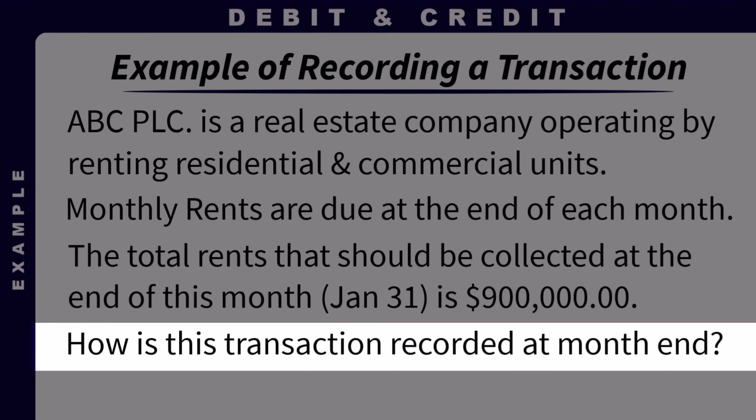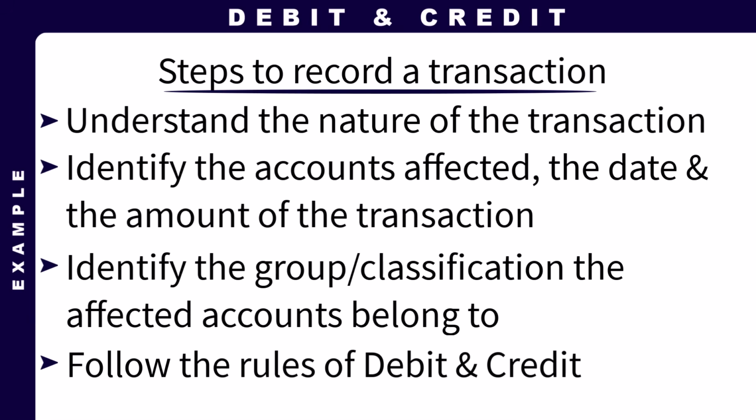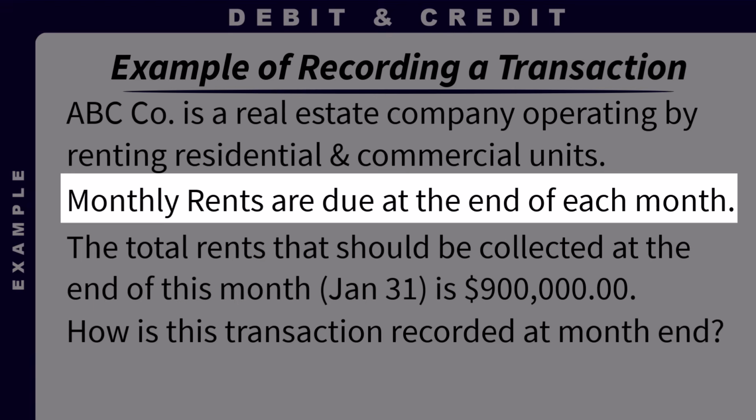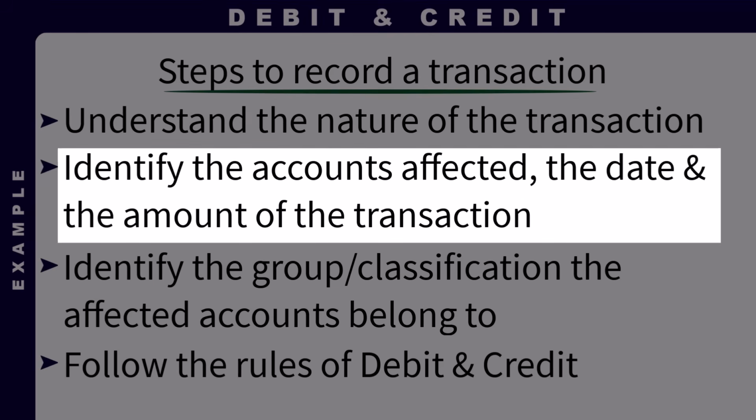But now, let's see how this transaction of recognizing rent revenue on the due date is recorded in the journal. Now, time to remember the steps of recording transactions. The first step is to understand the nature of the transaction, right? Which is just rent income or revenue due from tenants. That's it. The second step is to identify the accounts affected, the date, and the amount of the rent to be collected.